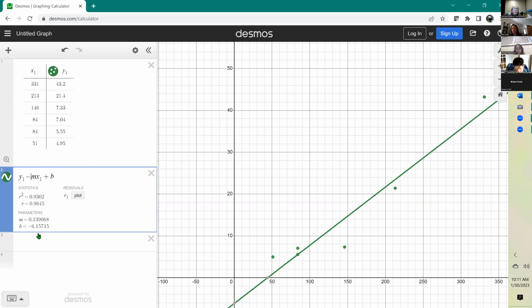It gives you the equation and it gives you your R. Notice R is 0.96. So that means that these points are close to the line and it would be a good estimate. So if we wanted to find someone with 2 million people in their country, we can find out approximately how many COVID cases there were. Any questions on that?